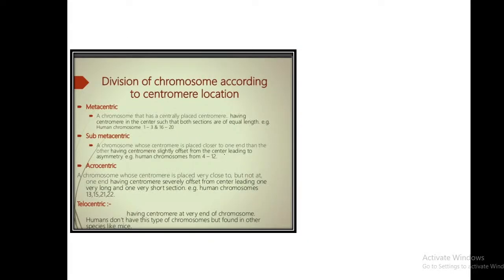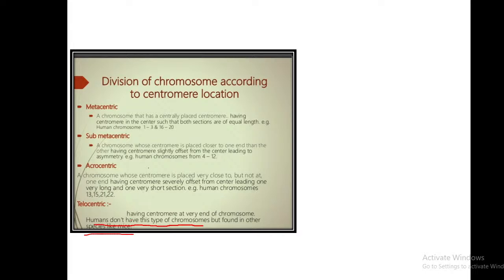Now, in human beings, we have different types of chromosome: the centrally placed metacentric, submetacentric, acrocentric and telocentric. And I said telocentric, humans don't have this type of chromosome, but it is found in some other species. Telocentric is not existing in a human cell.